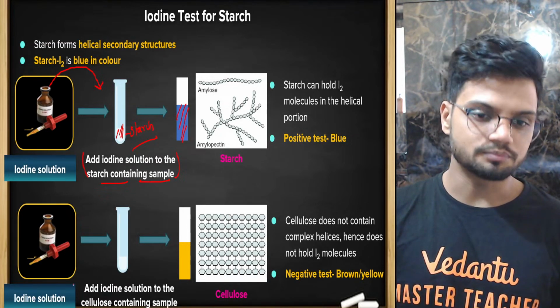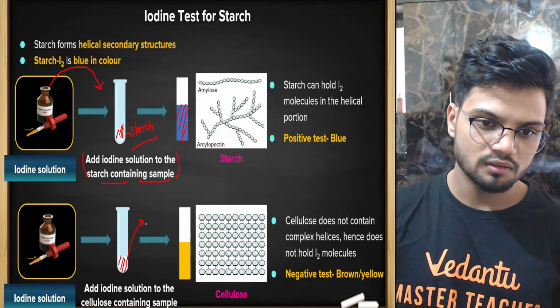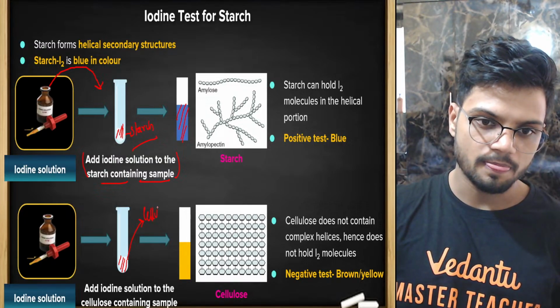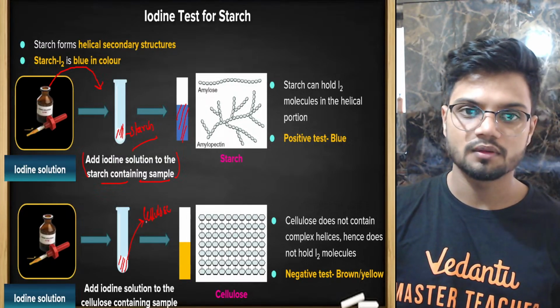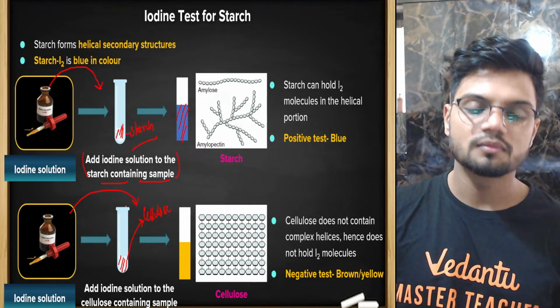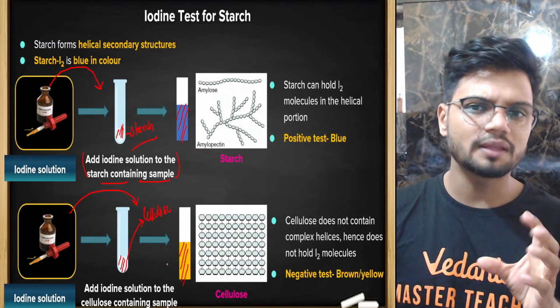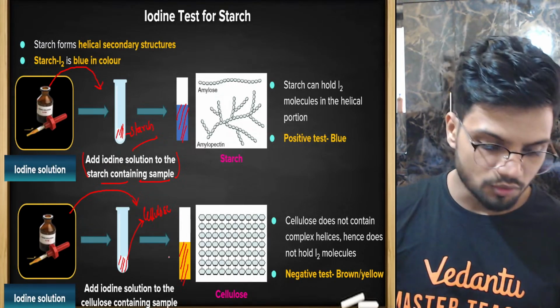At the same time, in this particular solution, I'm taking cellulose. If you take this iodine and add it into cellulose, there will be no prominent coloration. The color will almost remain the same. Why? The concept is very simple.